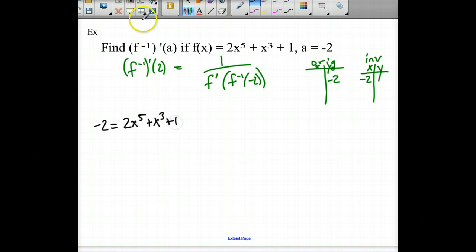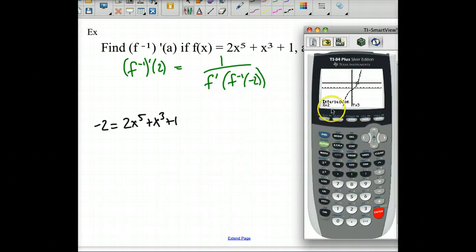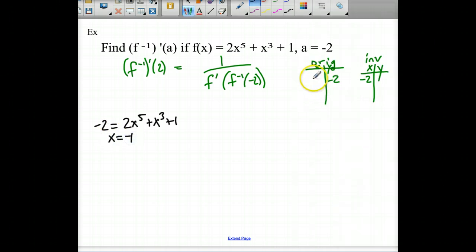Again, I'll use my calculator. So I have 2x to the 5th plus x to the 3rd. I'm not used to my new software yet. I keep forgetting to get out of the exponent. That looks better. I knew it was missing half the graph, I just didn't know why. x equals -1. So my original function, when my y value is -2, I know my function x value is -1. So that must be a -1.